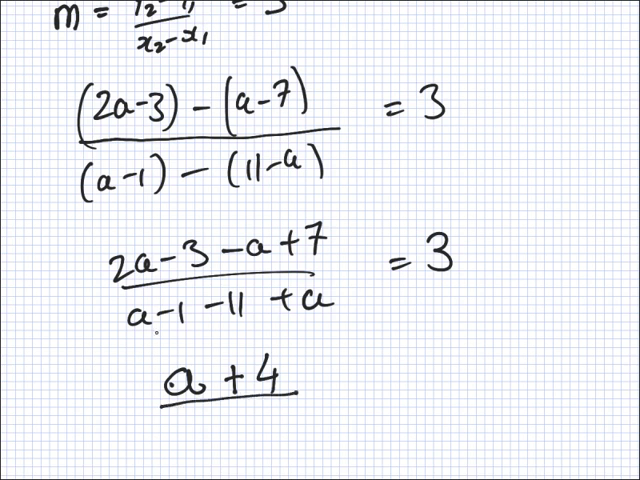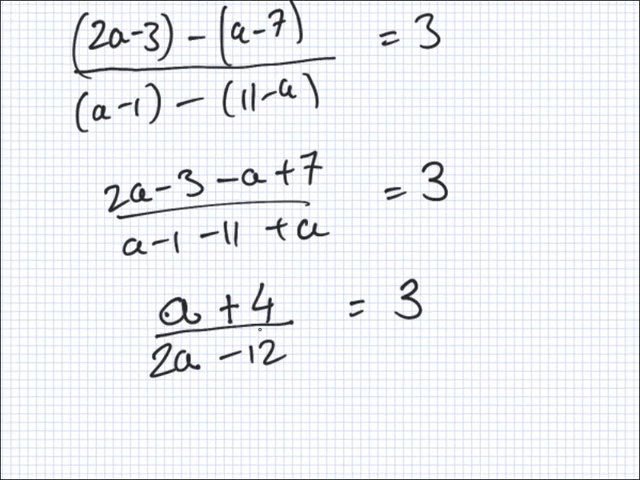And then what do I have on the bottom? Go again. Here's the bottom. Give me the A's first. How many A's have I got in total? 2A, an A and an A. So in total I have 2A. And then minus 1 minus 11? Should equal 3. And then cross multiply.